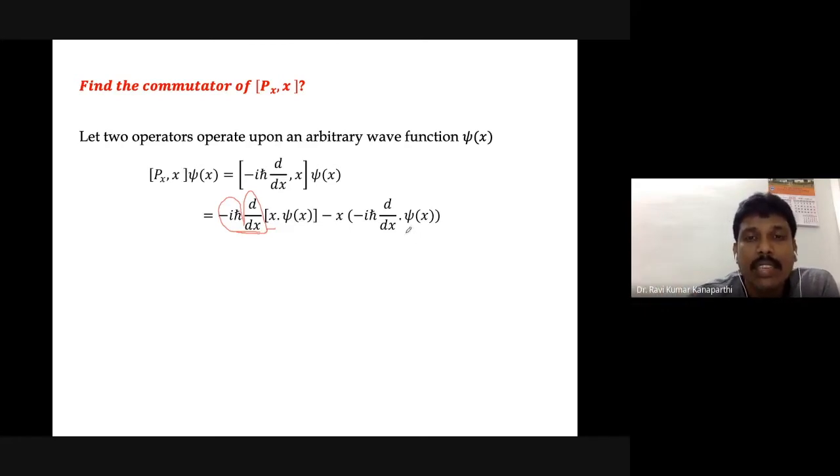Then in the next case, we have to write minus BA. B means x, and then we have the operator A, that is this quantity, right?